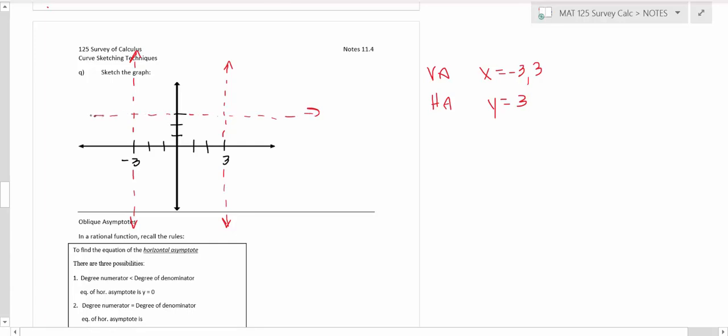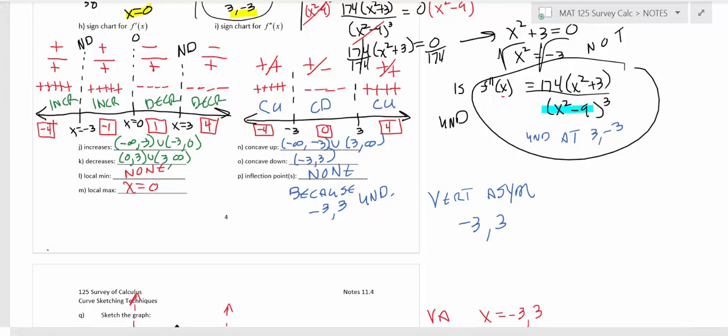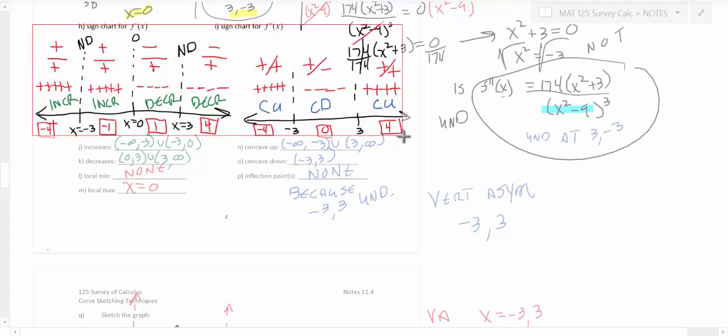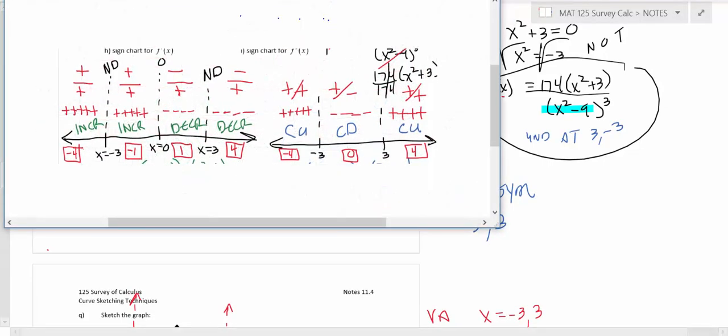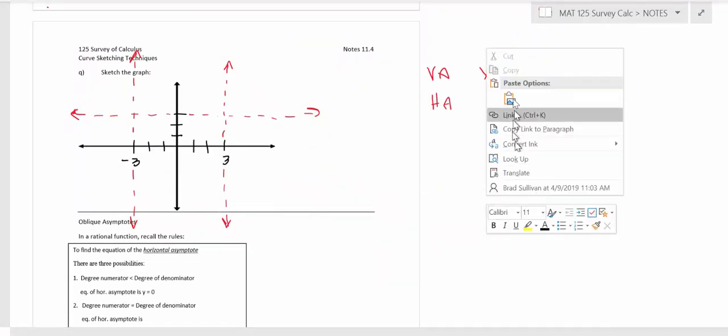Now, this is basically what the sign chart said. I'm going to write a little note on here, and I'll come right back to this. I want to be able to display that when I put this together, so I'm going to take a little picture of these sign charts. Now what you're doing is trying to put the whole thing together.